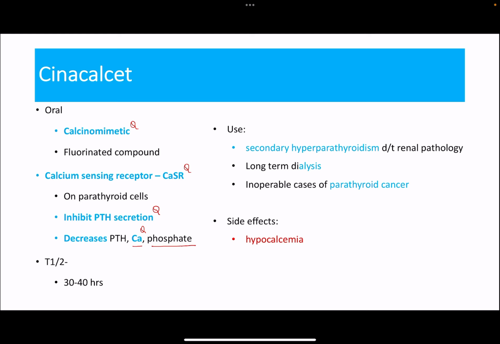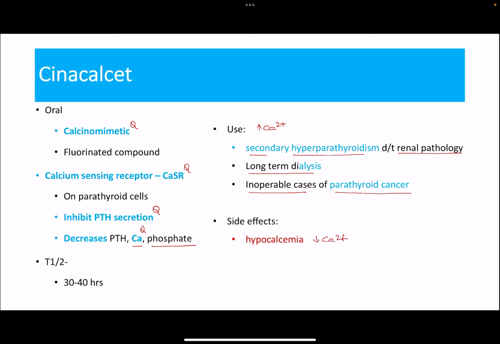Since it reduces the calcium, it can be used in conditions where there is an increase in calcium. Examples are secondary hyperparathyroidism due to renal disease or renal pathology, where there will be increased calcium, and also in the case of patients who are on long-term dialysis, and in case of inoperable parathyroid carcinomas, you can go with Cinacalcet. The only drawback of Cinacalcet is they can cause tetany-like symptoms due to hypocalcemia.